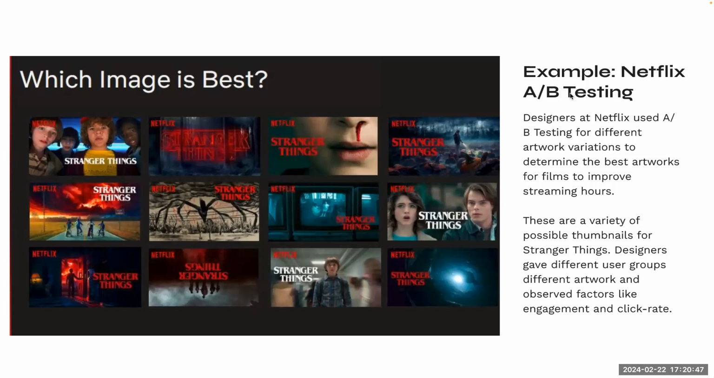So yeah, a variety of thumbnails, and designers pick different user groups within the app, based on probably certain metrics and variables. And they observed the engagement, click rate, probably how long the users spent watching Stranger Things. Maybe, did this certain thumbnail bring new users into Stranger Things? Maybe one's more alluring than the other. Cool stuff like that.